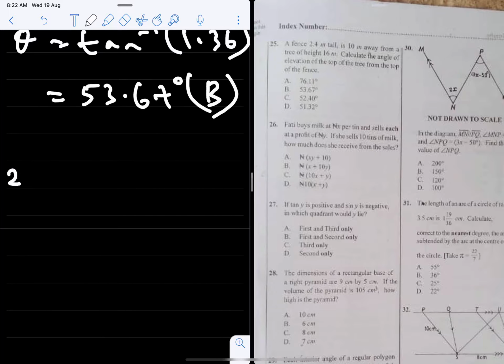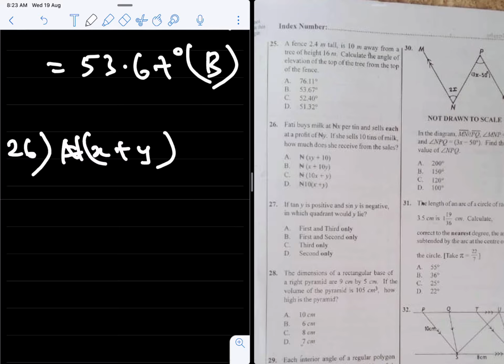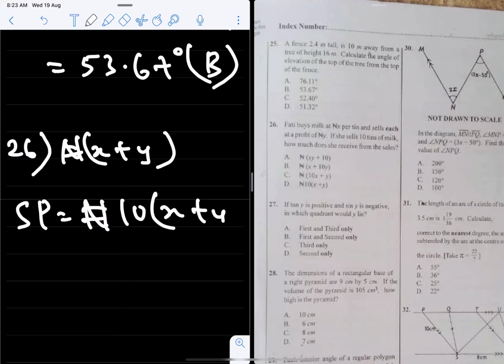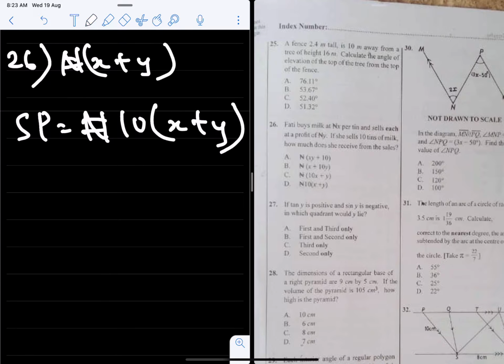Now to the next, number 26 quickly. Fatty buys milk at X naira per tin and sells each at a profit of Y naira. So that means he sold each of them at X plus Y naira. That's the selling price of 1. Now, if she sells 10 tins of milk, how much does she receive for the sale? Selling price for the entire sales is now going to be 10 times X plus Y, the amount she sold each of them. And the correct option is D.